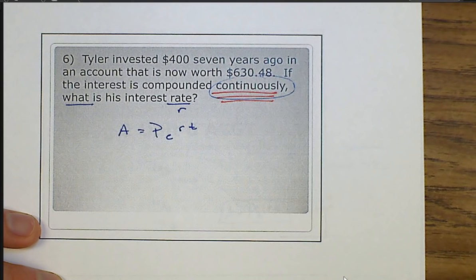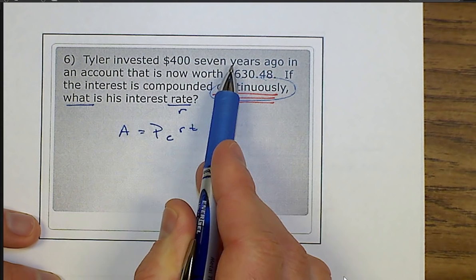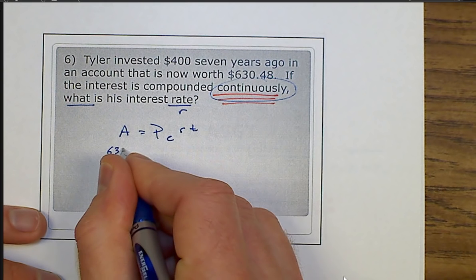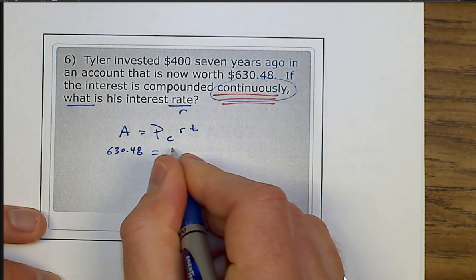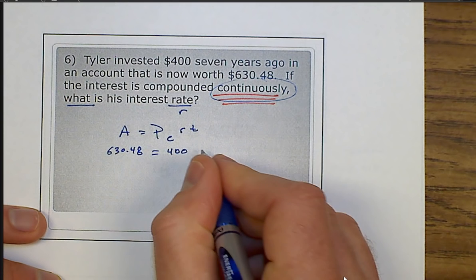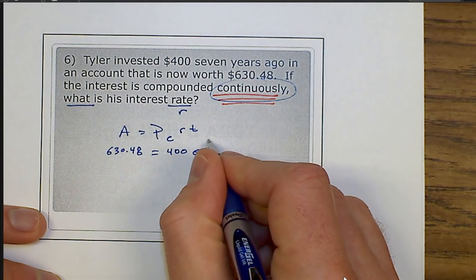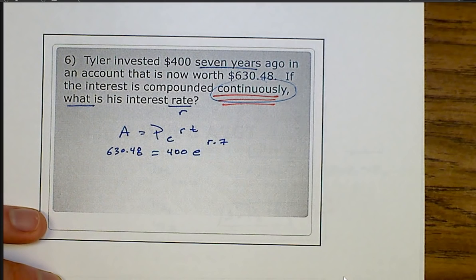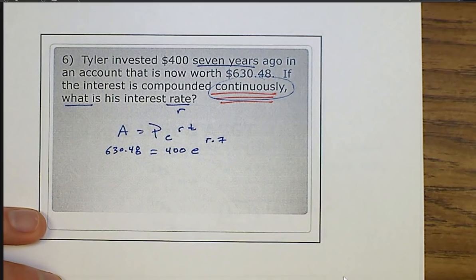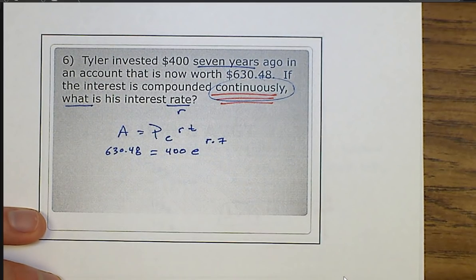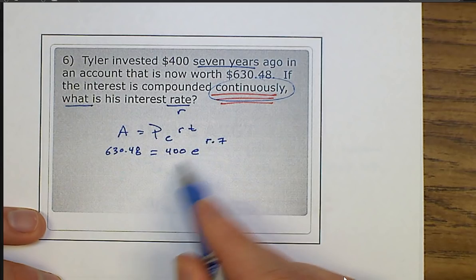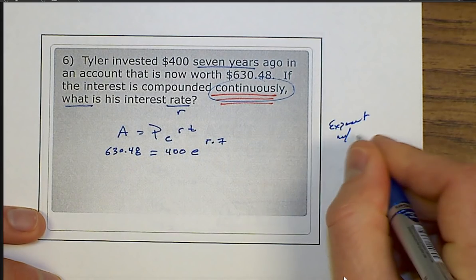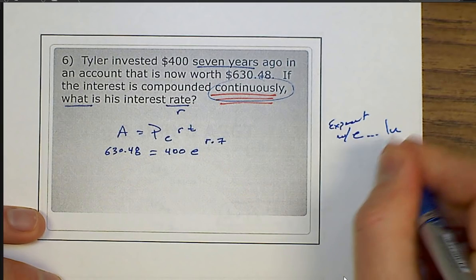We invested $400 7 years ago. It's now worth $630, so the 630.48 goes here. My $400 is my original investment. Remember, e is e. My rate is what I'm trying to find. t is time, 7 years ago, times 7. So we need to solve this for r. I notice the e, which tells me this is an exponent form with e. So exponent form with e means you're going to use natural logs to solve. That's the first example we did.